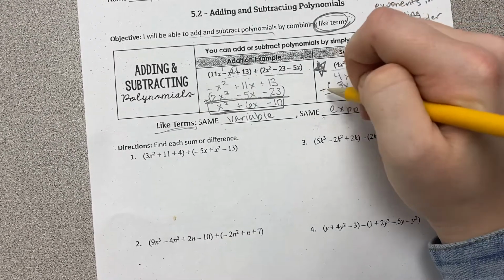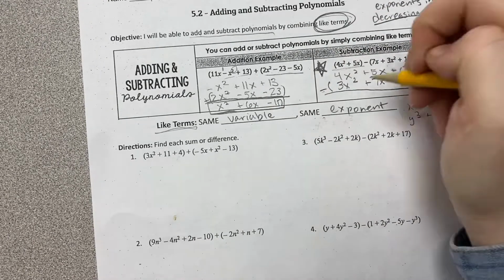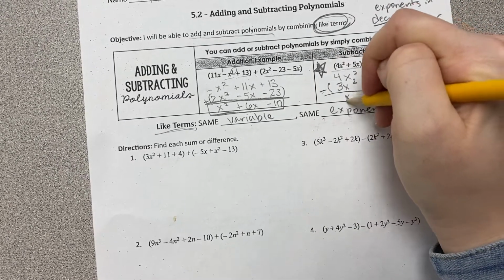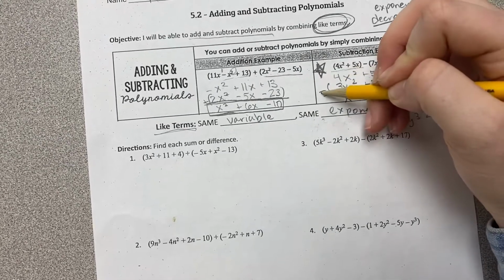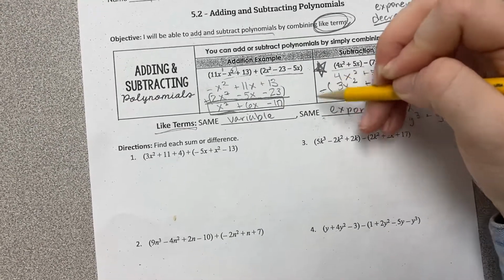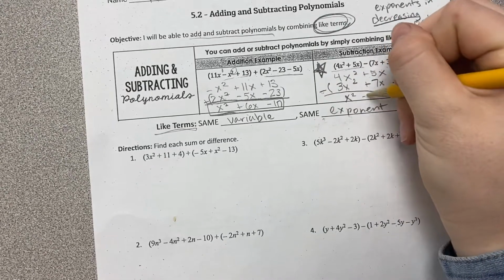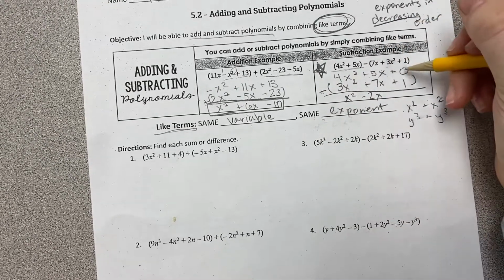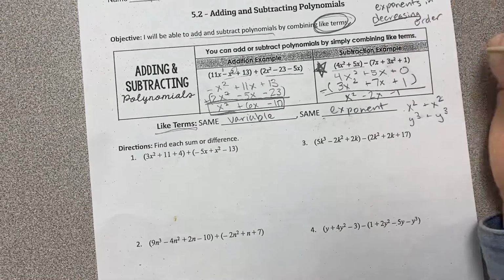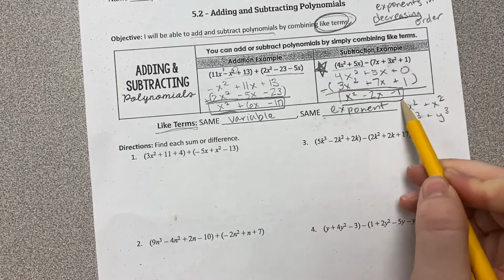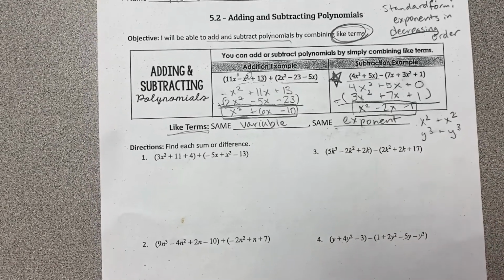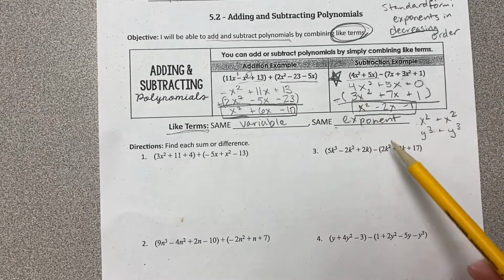4x squared minus a positive 3x squared. 4 minus 3 is 1, so I'm left with 1x squared. 5x minus 7x. Can't forget about that subtraction sign. 5x minus 7x gets me negative 2x. And 0 minus 1 gets me negative 1. Sorry, I'm running out of room. x squared minus 2x minus 1 is already written in standard form for me because I did the work at the beginning. So there we go.